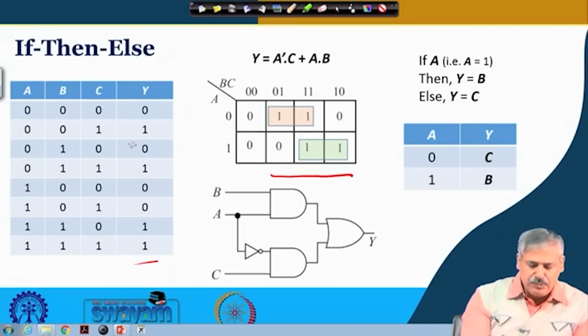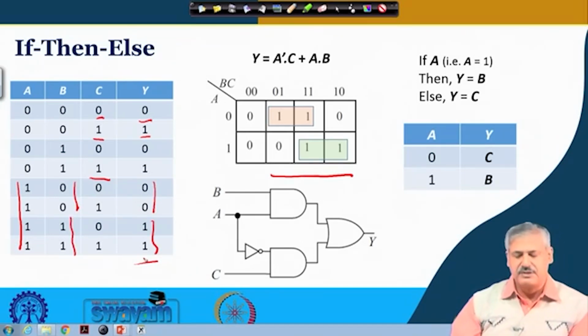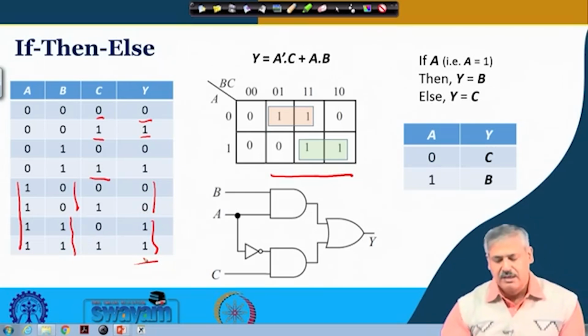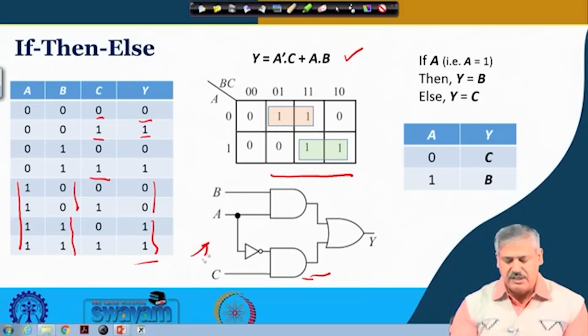the output here follows C. You can see 0, 0. C is 0, Y is 0. C is 1, Y is 1. As long as A is 0, and when A is 1, output follows B. So this is 0, this is 0, this is 1, and this is 1. Very simple truth table, corresponding Karnaugh map, and this is the realization. And the corresponding hardware realization of this particular logic equation is what you see over here.